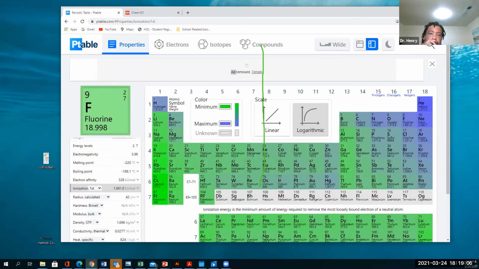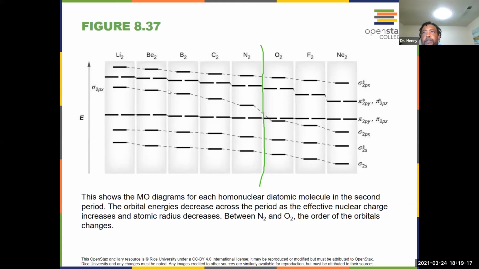And if we look on this table here, these are our energy diagrams. We'll notice that between N2 and O2, we get a switching of the sigma p and the pi bonds, in terms of energy levels. So at nitrogen, sigma is above the pi's, but at oxygen, sigma is below the pi's. You guys see that?